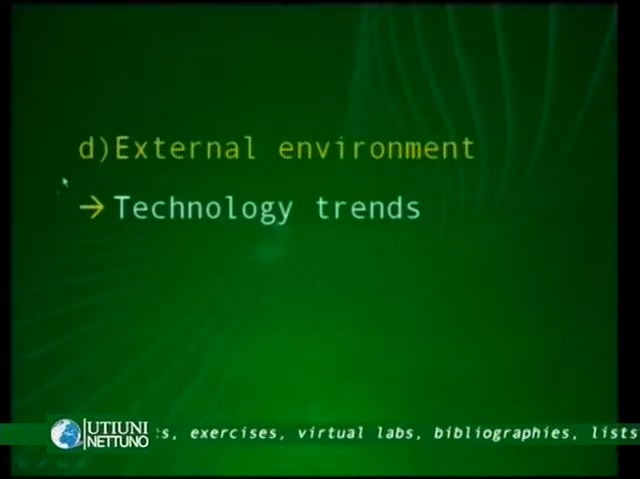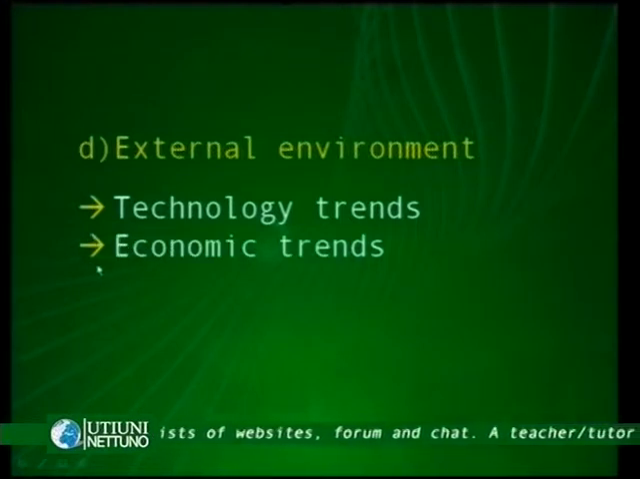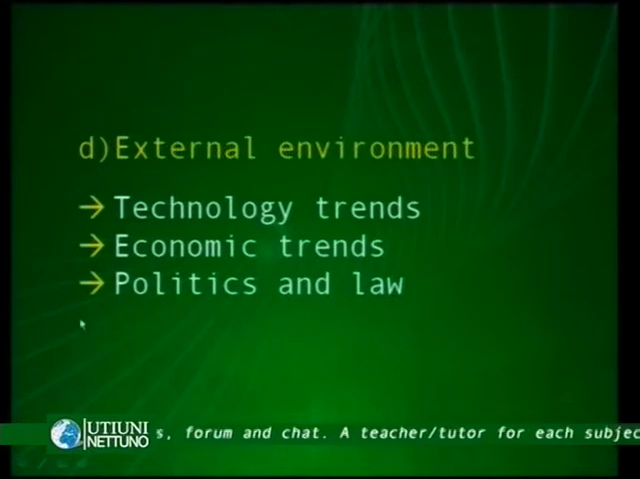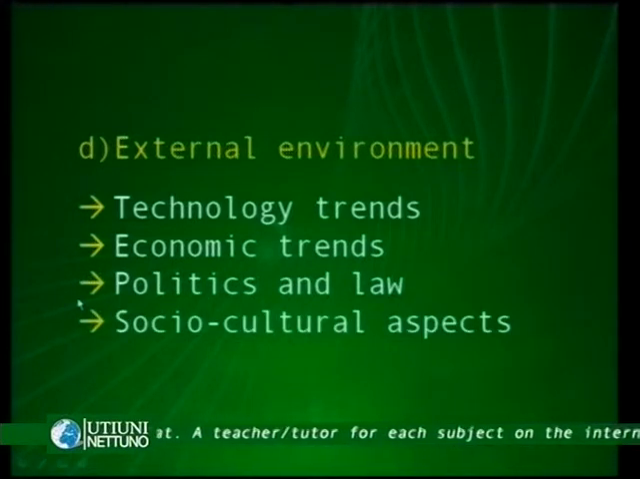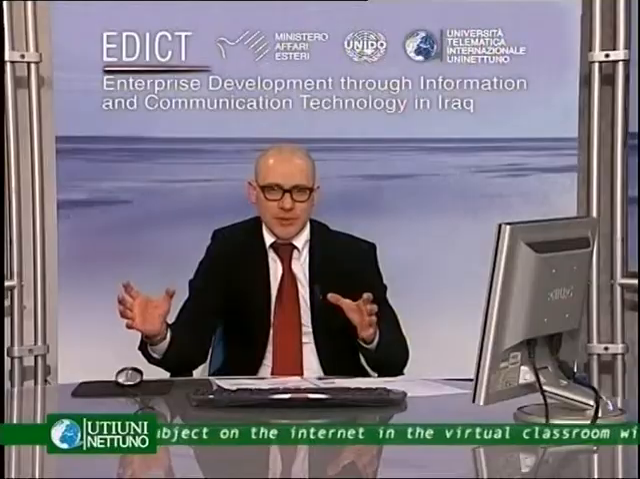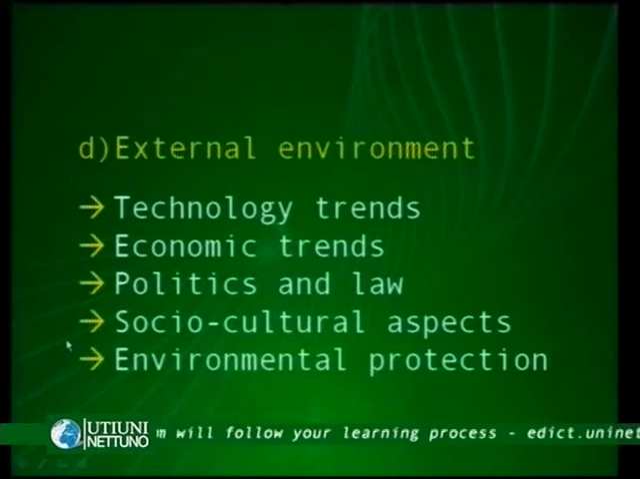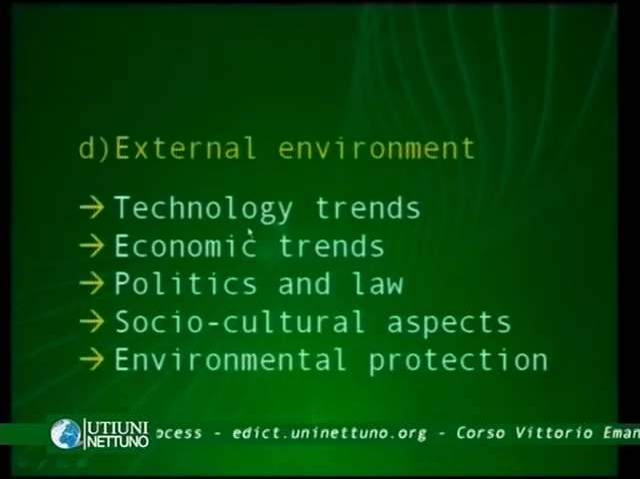Another item is the external environment. What is relevant when it comes to the external environment? Technological trends, economic trends, politics and law, sociocultural aspects, and environmental protection. So, at this stage of our program, we are already familiar with the first four elements. We should be particularly aware that if we're launching a new product, being a good or a service, we should gather information about what the technology trends are, meaning that we should foresee the sustainability of our investment from a technological perspective in the future.